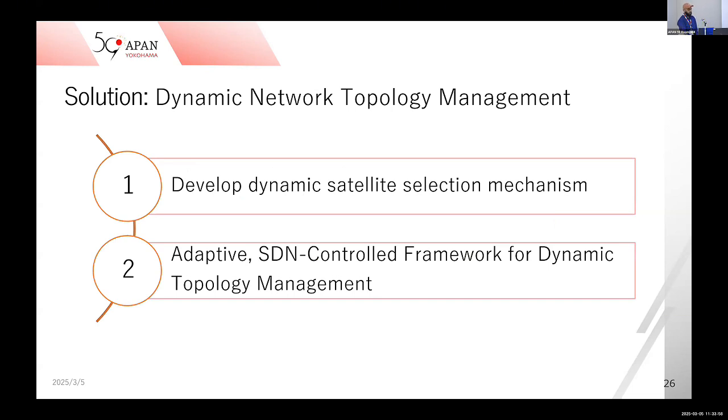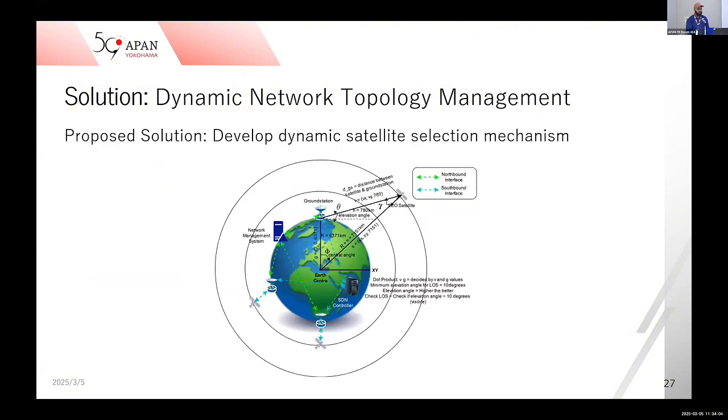For the solution of dynamic network topology, which is the second challenge, we developed a dynamic satellite selection mechanism, and also the adaptive SDN control framework for dynamic topology management. We proposed a solution based upon the elevation angle. Whichever satellite comes into range of the ground station will be chosen as the satellite to transfer the session to. This is totally based upon the elevation angle that we calculated, and some previous researchers also discussed this, which became our related work for this research.